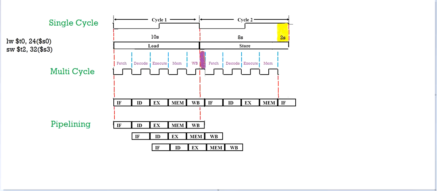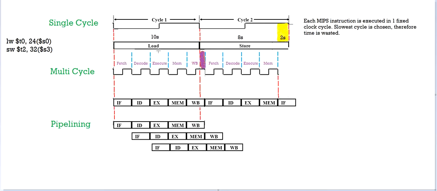Welcome back. Today we're going to be looking at MIPS instruction execution processes. So as you can see here, we have three types of MIPS instruction execution. The first one is single cycle, next we have multi-cycle, and finally we have pipelining. So let's start off with single cycle.